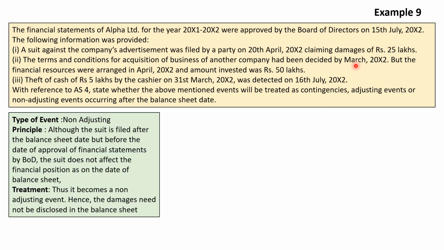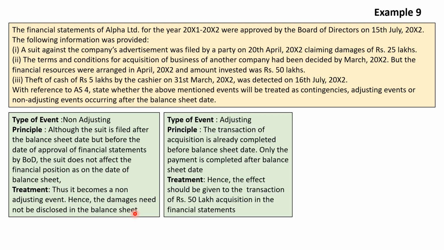But it was not known to us before 31st March that the case will be there. That's why it becomes a non-adjusting event. If the case would have been filed before 31st March, not on 20th April, then we would have recorded the same. Since the case is after 31st March, but before 15th July, it is an event occurring after the balance sheet date, but it is a non-adjusting event. Therefore, the damages need not be disclosed in the balance sheet. You may record it only in the report of the board of directors.